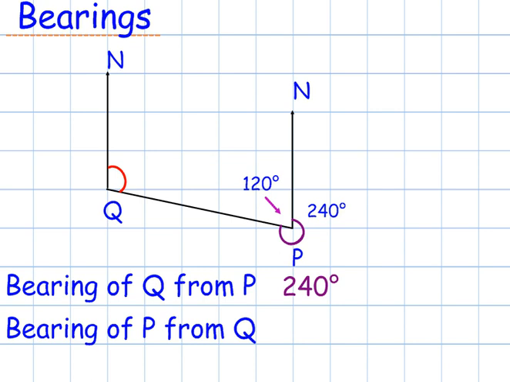120 degrees. Because these two lines are parallel, I know that these two angles need to add up to 180 degrees. So the red angle will be 180, take away 120, which is 60 degrees. So the bearing of P from Q, remember it has to be 3 figures, will be 060 degrees.